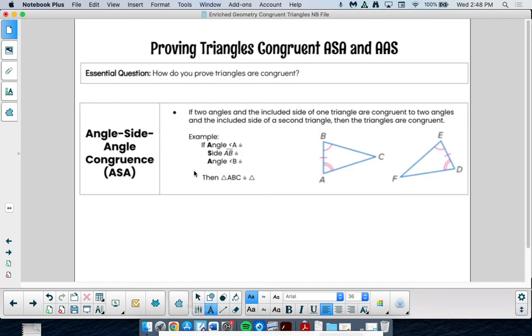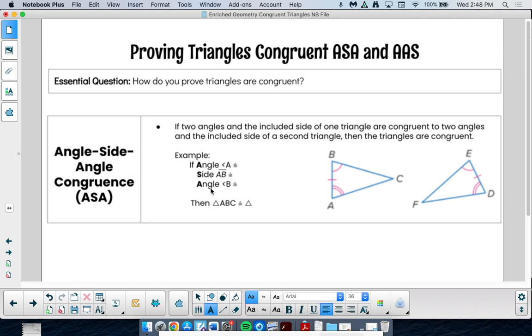All right, everybody. We are going to be going over angle side angle and angle angle side. So these are two more shortcuts to prove triangles are congruent. Very similar to side angle side, but now we have two new ones. Okay, so let's read through this quick.